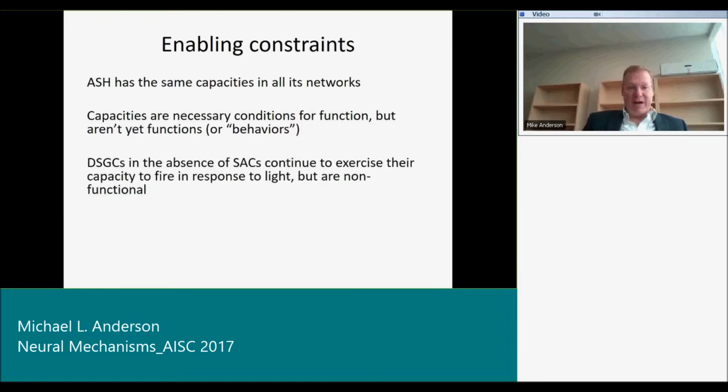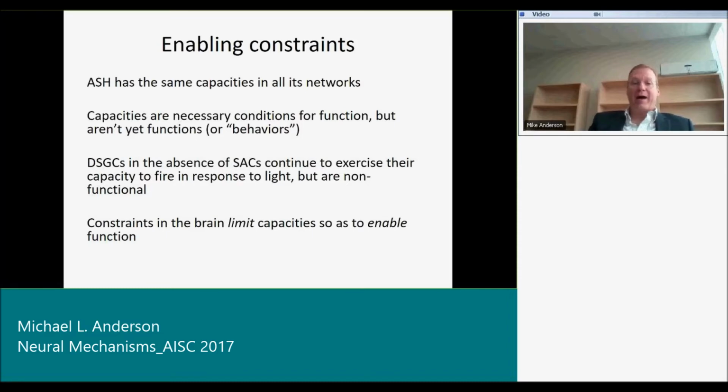So, for instance, direction selective ganglion cells, in the absence of Starburst amacrine cells, continue to exercise their capacity to fire in response to light, but are strictly speaking non-functional, right? If we take their function to be indicating specific direction of motion, they don't have that function. They have the capacity to fire in response to light, which they will exercise, but they do not yet have their assigned function in the retina. It's only when they're constrained by the Starburst amacrine cell dendrite that they end up actually having their function. So constraints in the brain limit capacities so as to enable function.